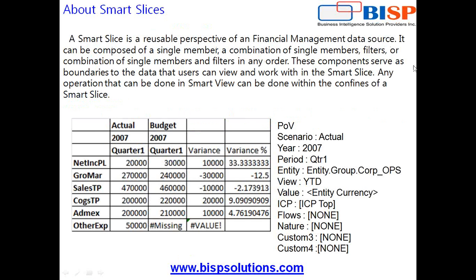So my requirement is like this. We need to create a variance report between actual and budget for the year 2007, from quarter one versus quarter one. So actual minus budget is your variance, and actual minus budget divided by actual into 100 is my variance percentage. This is what I need to find out for the set of financial elements. These are my financial elements, or members of my account dimension.